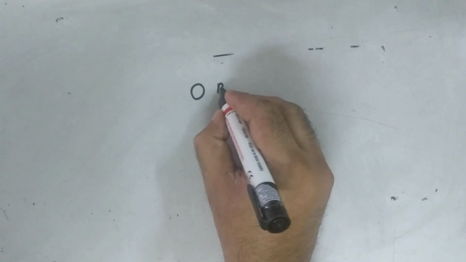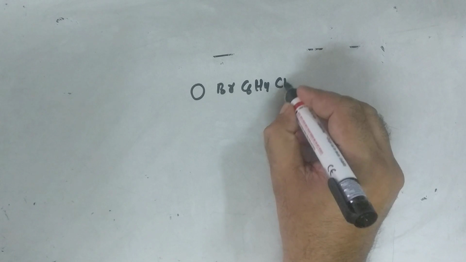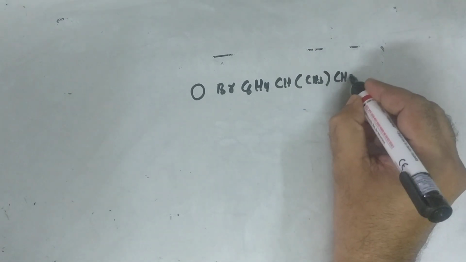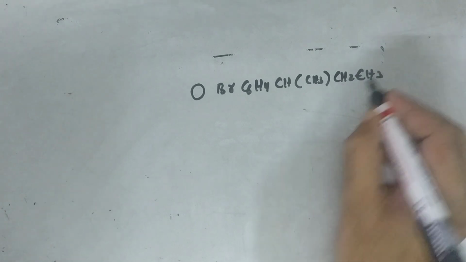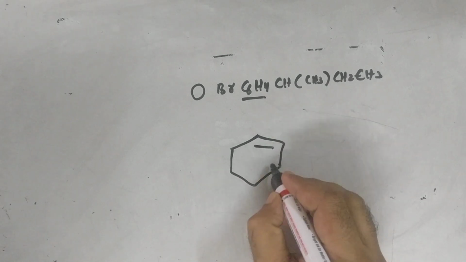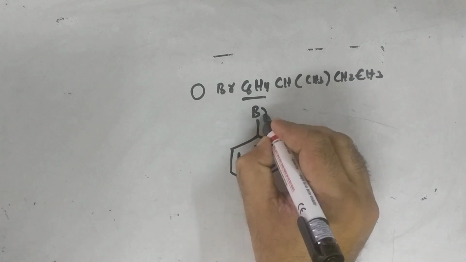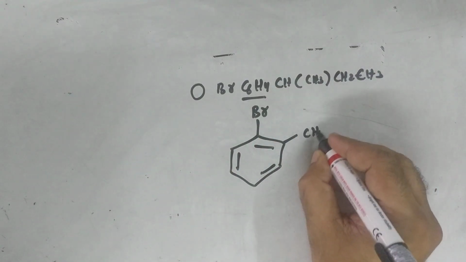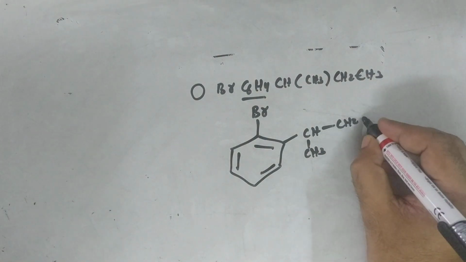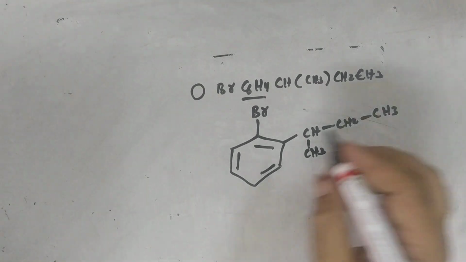o means ortho, then Br, C6H4. Now we are habitual. C6H4 means benzene, then the group CH, CH3, then CH2, CH3. Now let's expand it. First of all, we draw benzene. So this is benzene. Ortho means 1 and 2. We have a Br over here. The other group is this whole thing, CH, CH3 hanging down, then CH2. This is a haloarene.